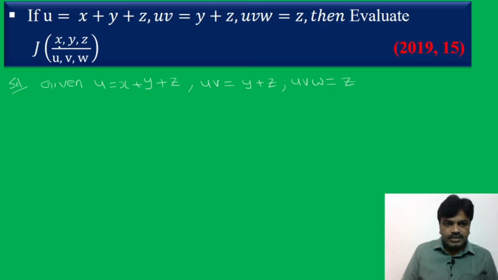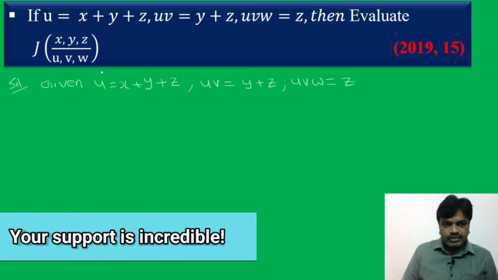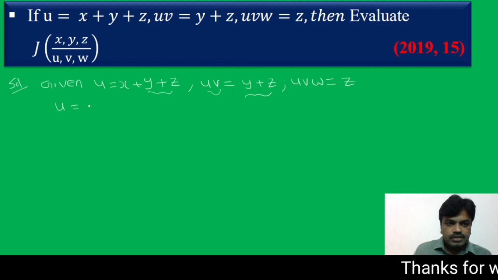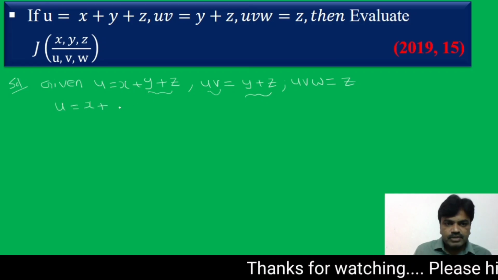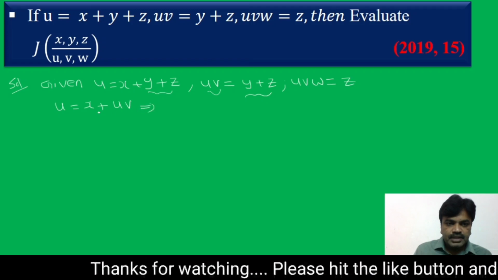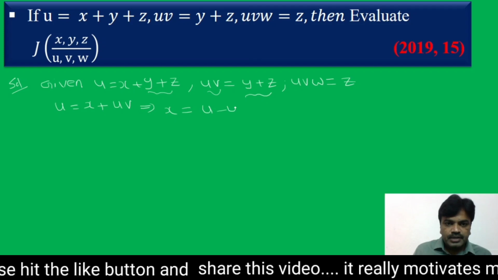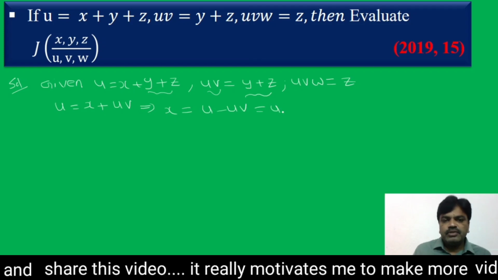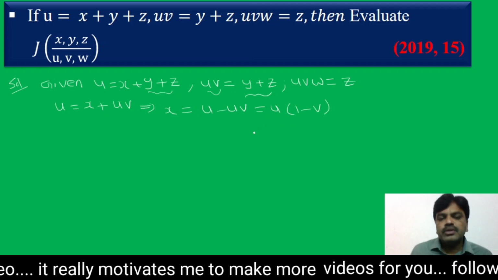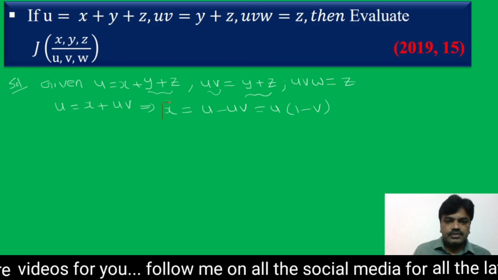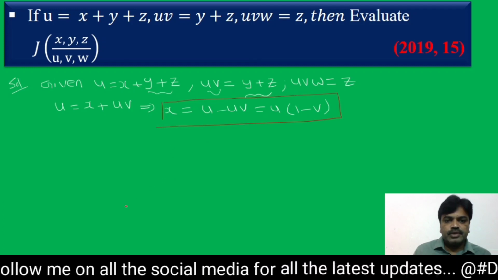Now we want to write x in terms of u, v, w, friends. For that, it is given y plus z is equal to uv. Here I can substitute, so that I get u equal to x plus y plus z, where y plus z value is uv. That implies I can find the x value. So x is equal to u minus uv, and taking u in common, we get u into 1 minus v. This is the x value, x in terms of u, v, w.